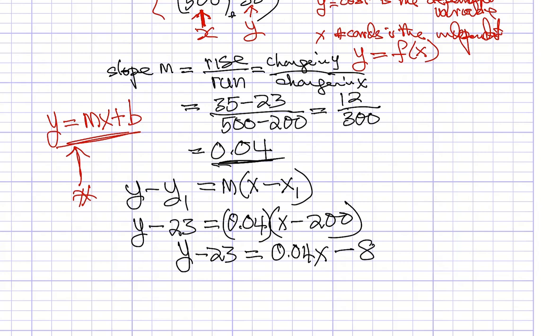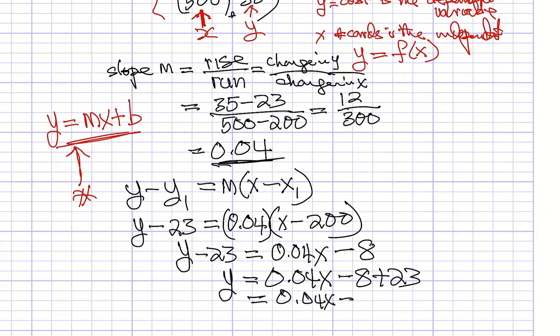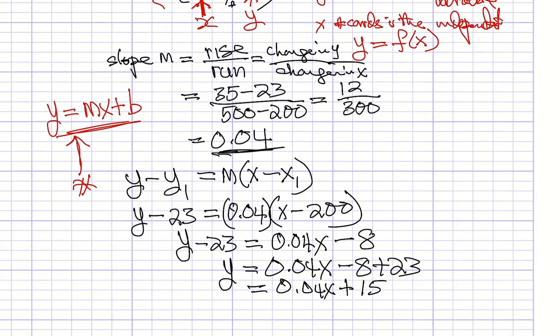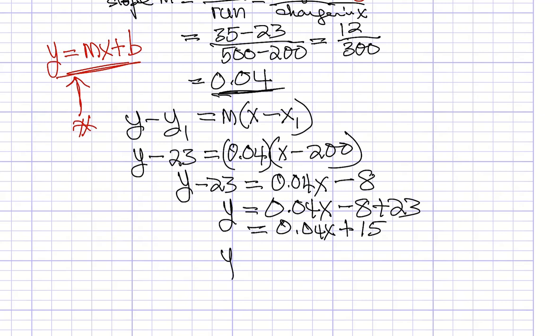Okay, and then we'll try to simplify. We'll move the minus 23 to the other side. We'll get y equals, it becomes plus when it goes to the other side, 0.04x minus 8 plus 23. Okay, see that, right? So we'll simplify 0.04x. It will be plus now, because 23 is larger than minus 8. Okay, so that would be 15. Alright. So basically, that's what is going on there. Our equation is y equals 0.04x plus 15. That's our equation, okay?